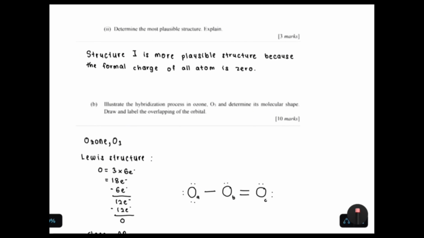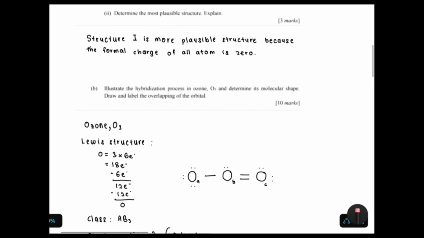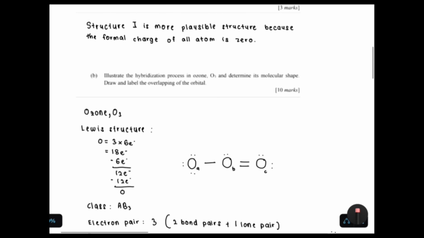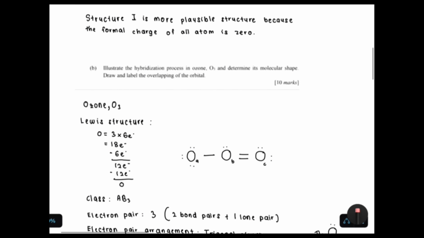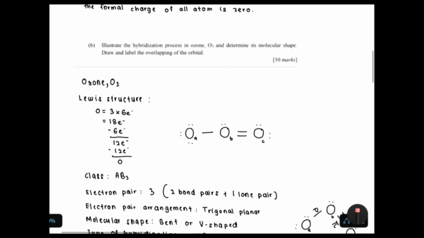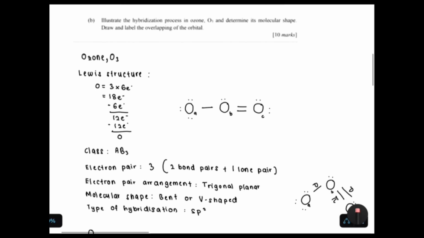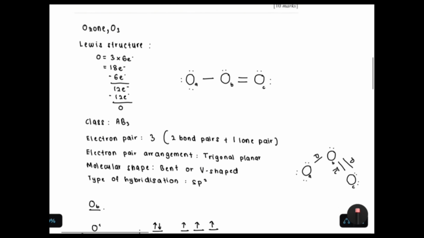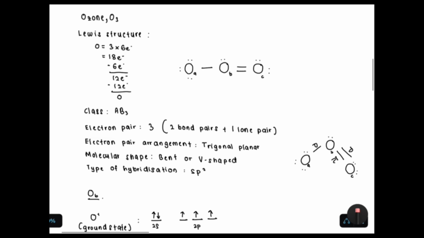Draw and label the overlapping of the orbitals. First we need to draw the Lewis structure of ozone. This is the Lewis structure of ozone, and since there are 3 oxygens, here I label them OA, OB and OC so we can differentiate which O we mean when we do the hybridization. We state the class. The class for this is AB3, and the electron pairs consist of 3, which is 2 bonding pairs and 1 lone pair. The electron pair arrangement is trigonal planar.